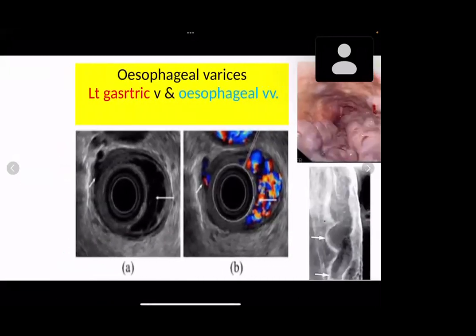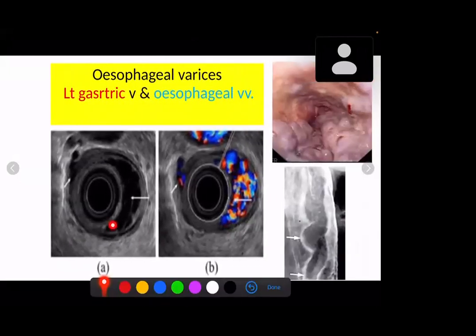This is a case of esophageal varices. As we can see, this is a transesophageal ultrasound showing the esophageal varices. This is an OGD showing the worm-like appearance of esophageal varices. It can be diagnostic and therapeutic here. And in severe cases, we can see the esophageal varices on a plain abdominal X-ray or chest X-ray.